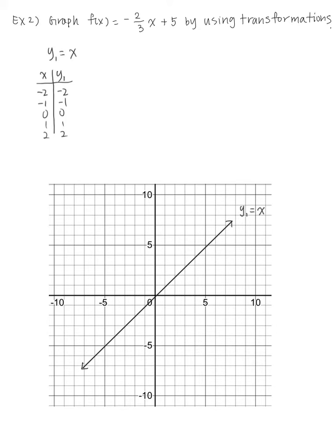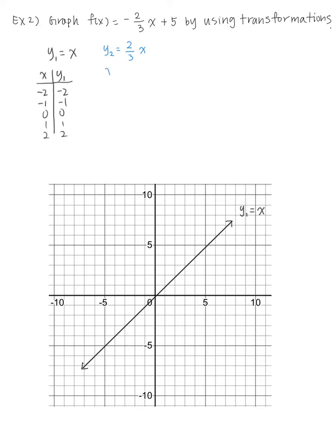All right, now for the second function, you can do however you want, but what I'm going to do is this. Let's just compress this graph by a factor of 2/3. So what I'm going to do is graph 2/3 x. In this case, you can do the same thing if you want, but notice that your x can stay the same, but your y value is going to be compressed by a factor of 2/3.